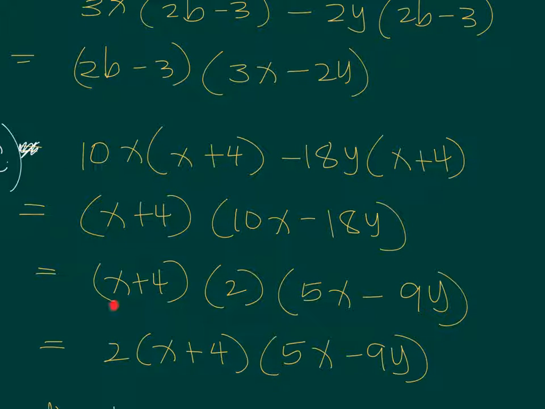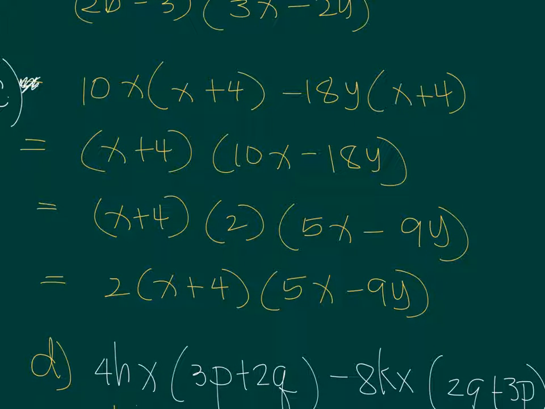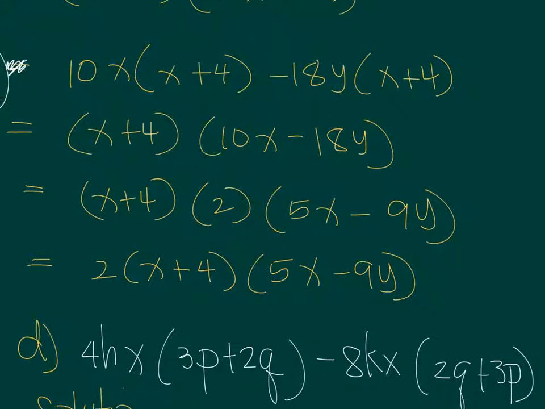So you have x plus 4, the first factor, you have the 2 coming from 10 and 18, and you have 5x minus 9y. And then for the last step, you just have to arrange the factors. So you write the number first. So you have the 2 written first and then followed by x plus 4 and then 5x minus 9y.